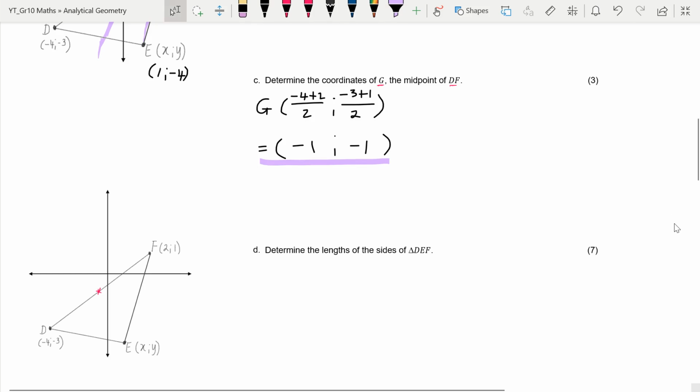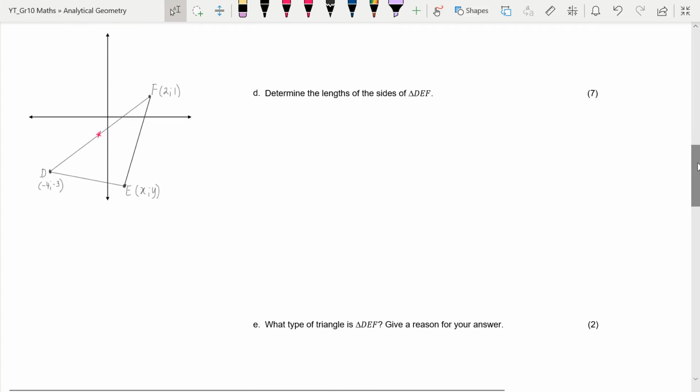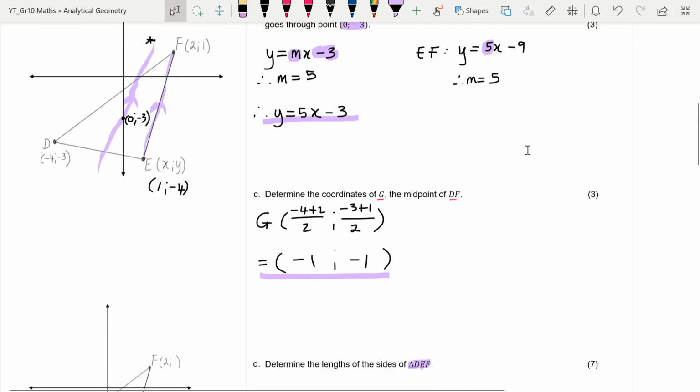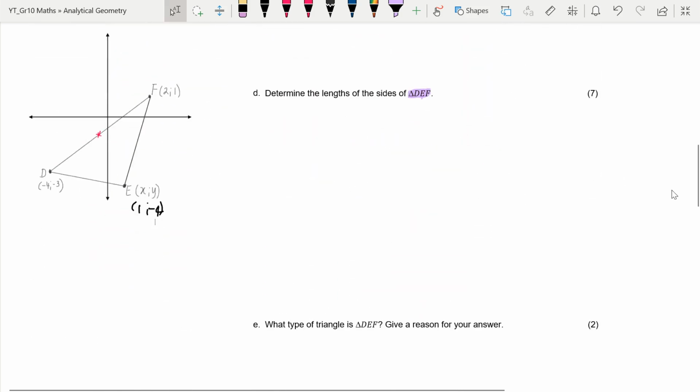Next up, for D, we've got 2 more questions. So for D, it says to determine the lengths of the sides of triangle DEF. So they want the length of DF, DE, and EF. Okay, let me just quickly put in our coordinate for E there. What was it again? 1 and negative 4, I think. Let's just double check in case. Yeah. Okay, so that is all the information that we need.